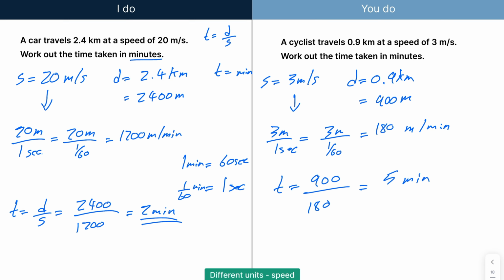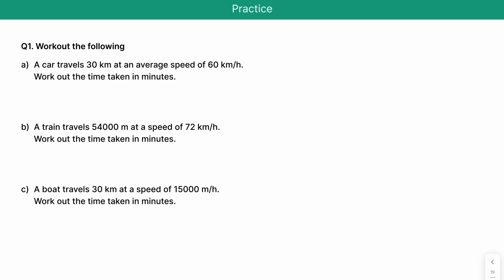Okay, what's important is that the units must be consistent. Time must be in the same unit, so that's either seconds or minutes, not different, and the distance should be the same as well. So here's some practice questions. Press pause and have a go. Here are the answers. Mark your work.